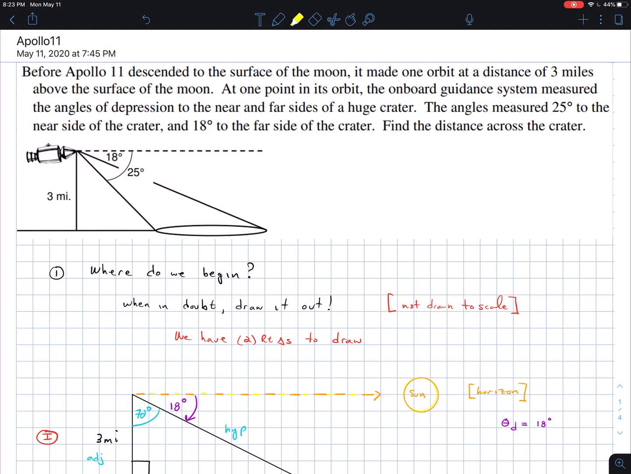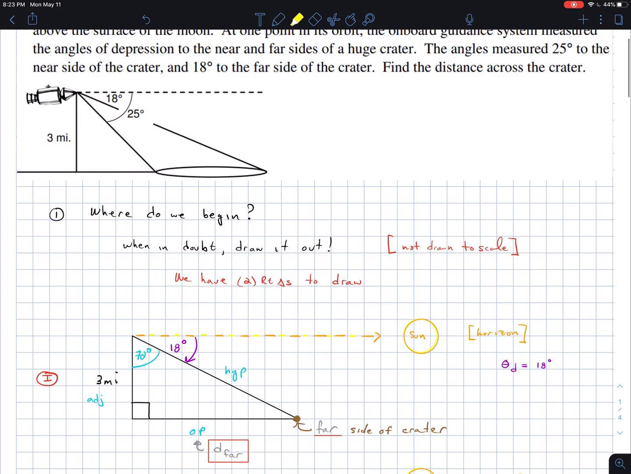At one point in its orbit, the onboard guidance system measured the angles of depression to the near and far sides of a huge crater. The angles measured 25 degrees to the near side of the crater and 18 degrees to the far side of the crater. Find the distance across the crater.